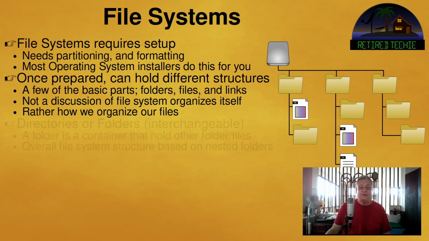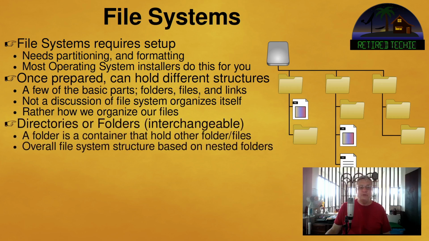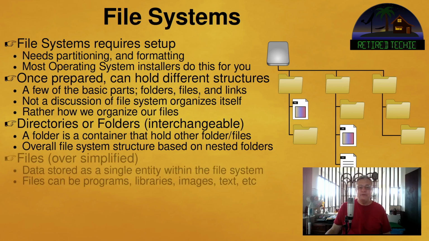I'm defining a directory or a folder, and the two terms are interchangeable, as a container that holds other folders or files. Overall file system structure is going to be based on nested folders. You'll see that pretty quickly when you look at any of them, whether it's Windows or Linux. When you take a deep dive into the file system, you'll pretty much see the actual organization is based on nested folders. Files themselves can be anything from a simple text file to an image file to libraries to program files. There's really no limit to what type of information a file contains.